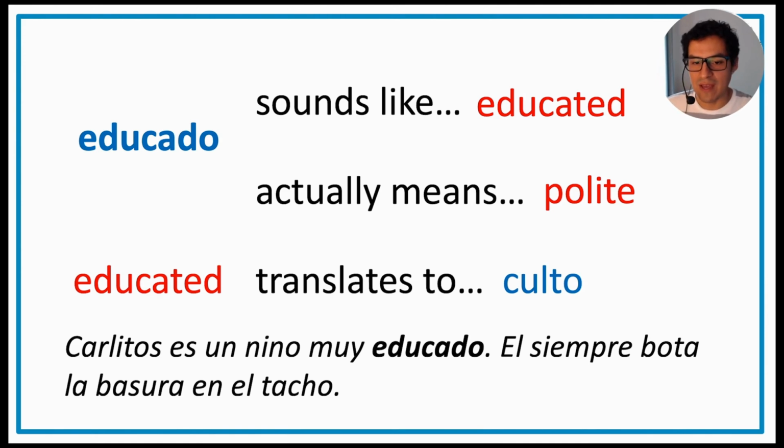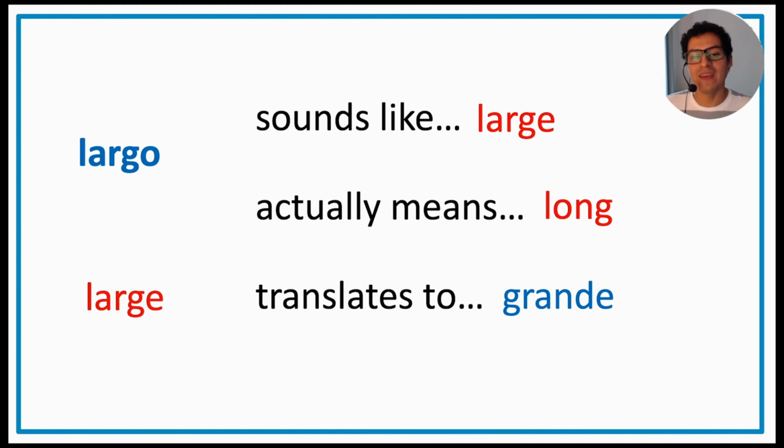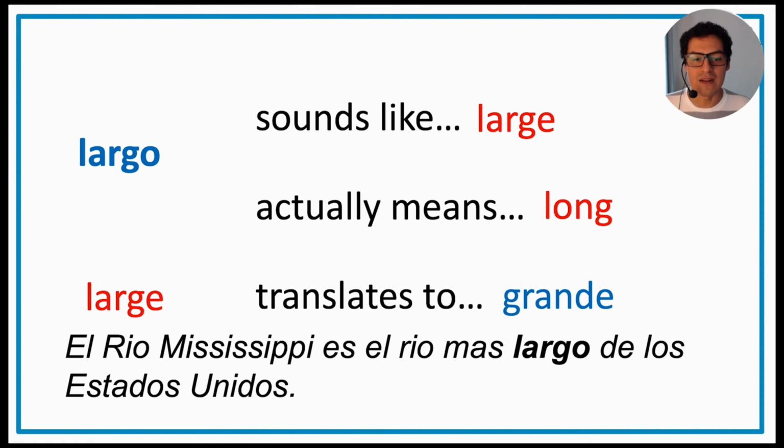The next word we have here is largo. Largo looks like the word large in English, but it actually means long. Largo means long. Grande is the word for large. So if you want to say that something is large, you can say grande, but don't say largo, because largo means long. For example, el río Mississippi es el río más largo de los Estados Unidos.